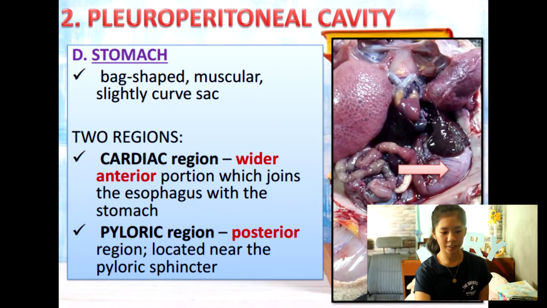Next, the stomach. It is a bag-shaped, muscular, slightly curved sac. It has two regions, the cardiac region and the pyloric region. The cardiac region is wider, and it is located in the anterior portion which joins the esophagus with the stomach. And the pyloric region is the posterior region located near the pyloric sphincter. The stomach can secrete chemicals or substances that aid in chemical digestion and mechanically breaks down food as well. And it stores food and controls the rate of passage of food to the small intestine.